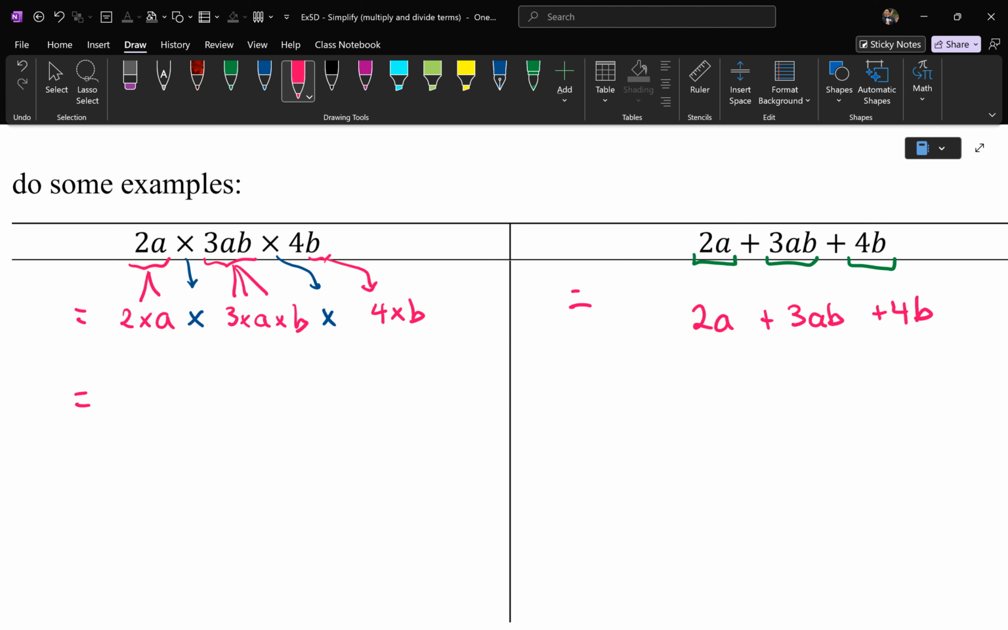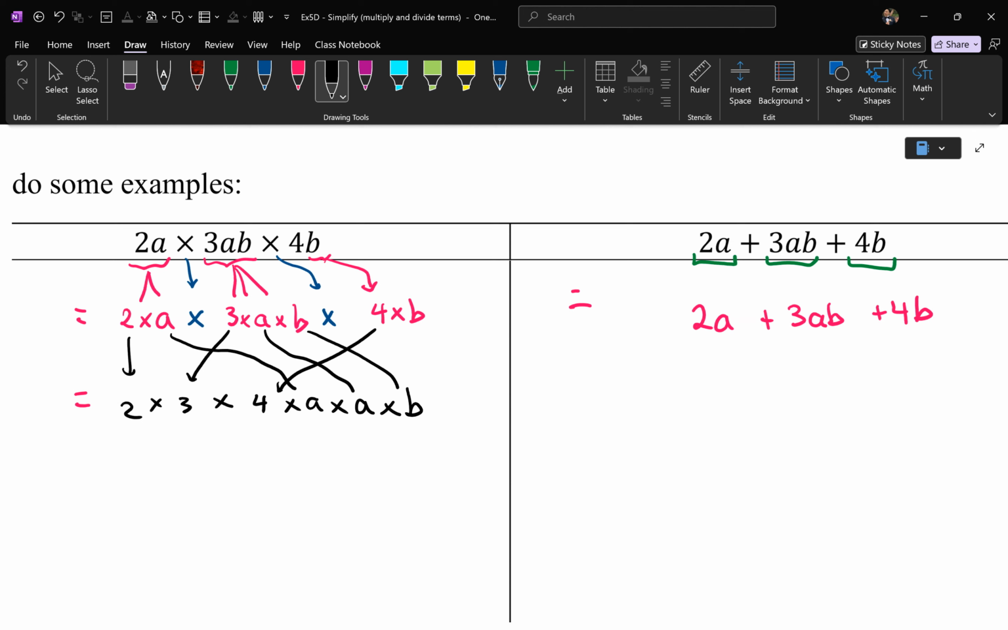So here, I would have written 2 times 3 times 4. See, all the numbers come first. Then I write the letters. A times A times B times B. Can you see what I'm doing? I'm just rearranging them. The reason why I do that is because it's clearer.